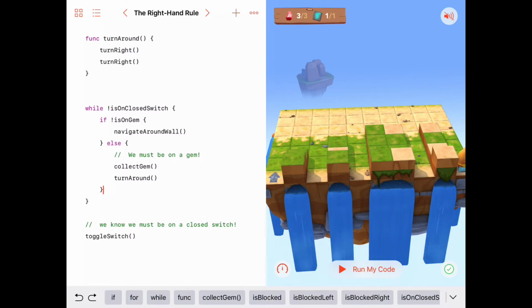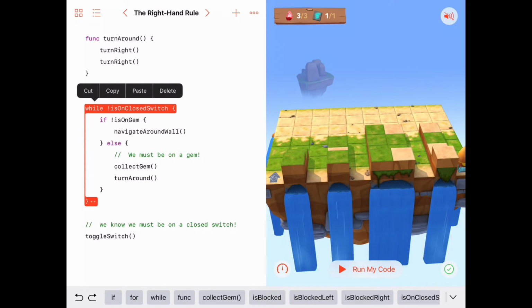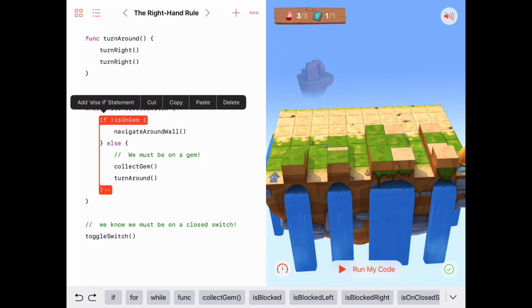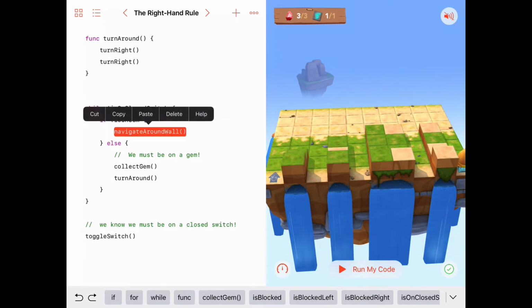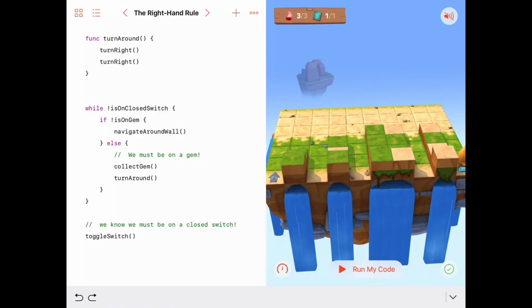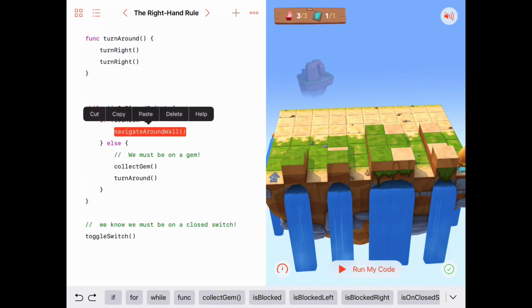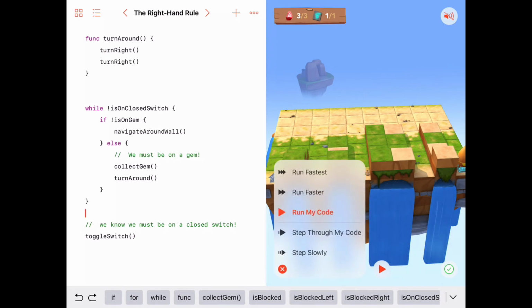Too much? Okay, so let's just maybe think about this for a minute. As long as we're not on a closed switch, we want to check. If we're on a gem, no, we're going to navigate around the wall. This won't happen because we're not on a gem. So we'll come back up to here again, and we'll say we're still not on a gem, so we keep navigating around the wall and so on. Okay, so this is a little simpler maybe than our last batch, but let's just check and make sure that everything works out all right.